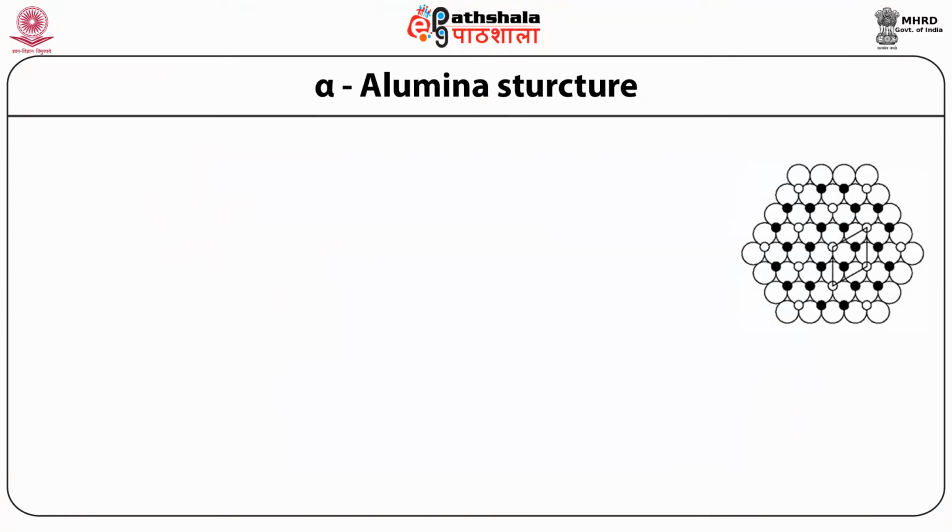The first structure we will be discussing is alumina. Alumina is also known as alpha alumina. Alpha alumina has a rhombohedral structure with space group R3c. The lattice parameters at room temperature, when referred to hexagonal axes, are a equal to 0.4759 nanometers and c equal to 1.299 nanometers, with coordination number Z equal to 6.